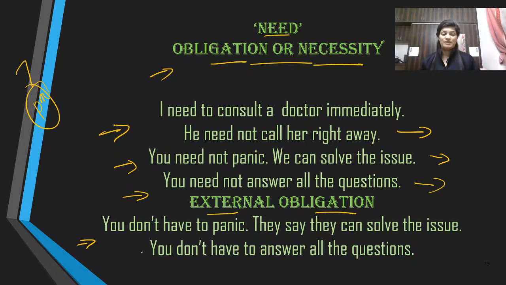External obligation. When you say, you don't have to panic, here, have to is placed. The same way I explained have to and must, when you have external obligation, when you say you don't have to panic, they say they can solve the issue. It's not me who's giving you the confidence. It is somebody else. They have promised that they will solve the issue. So when you say have to or had to or even has to, it's from the outside, external obligation.